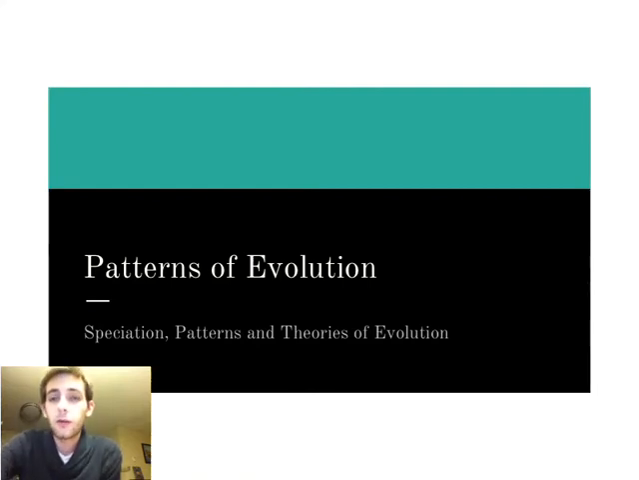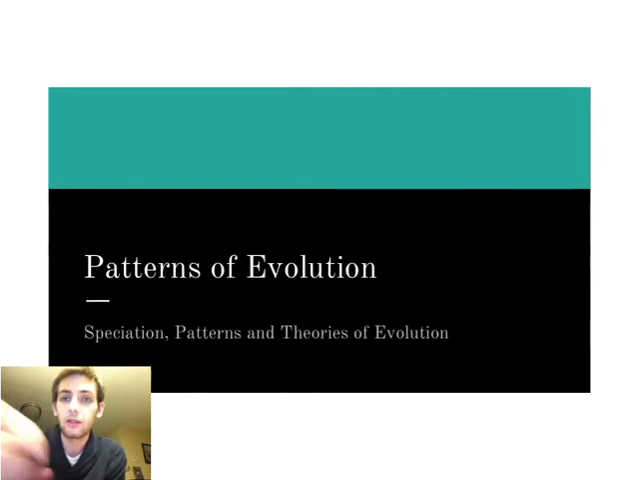In this video, we're going to talk about patterns of evolution. We're going to talk a little bit about speciation, what it is, how it occurs, some of the different types of evolution that you'll see, the patterns of evolution, and then we're going to talk about some theories on how evolution occurs, thanks to some modern day evidence.